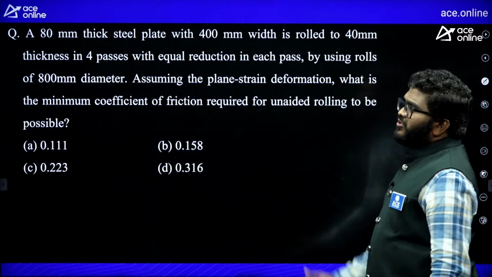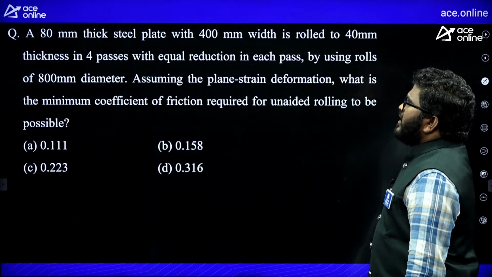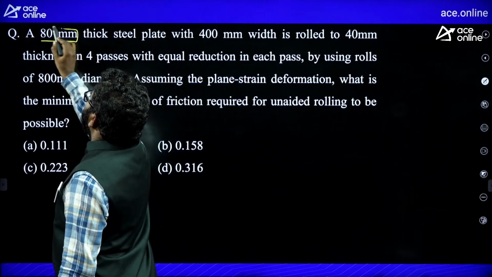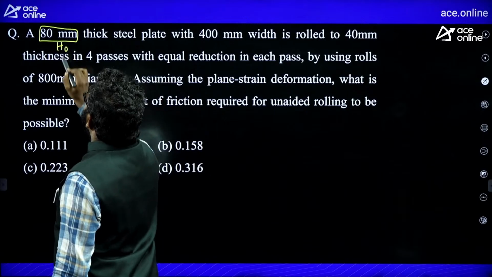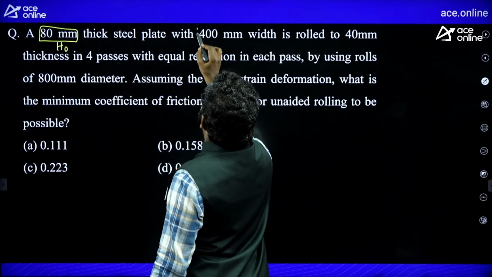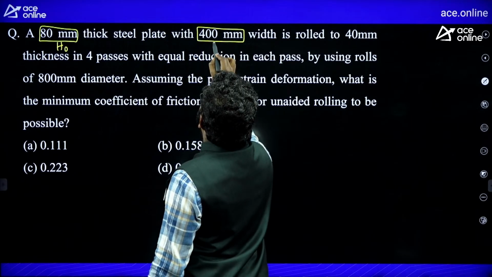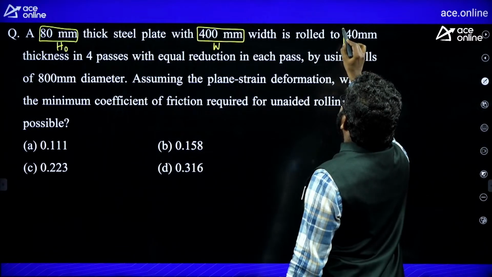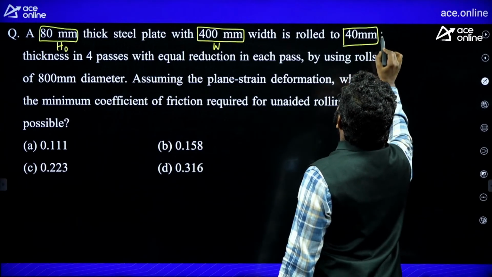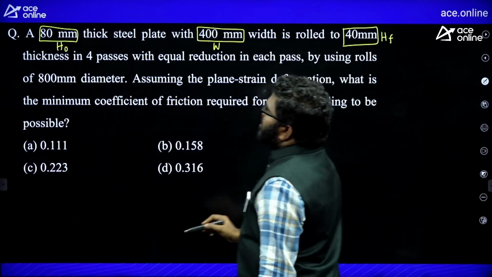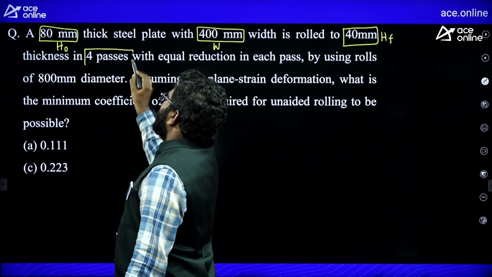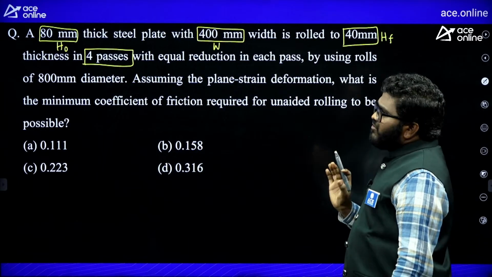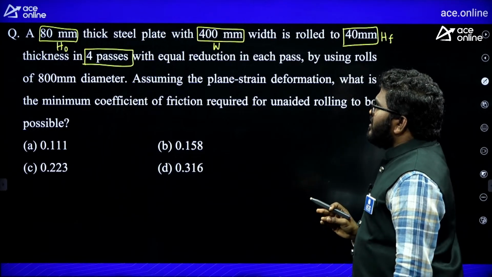See, this type of question they will also ask you. Here, an 80 mm thick steel plate, this is the initial thickness, with a width of 400 mm, is rolled to 40 mm thickness in 4 passes. This is H final. Remember, the number of passes is given. This is not a simple question, it is a difficult question. If you don't know, it is very difficult.